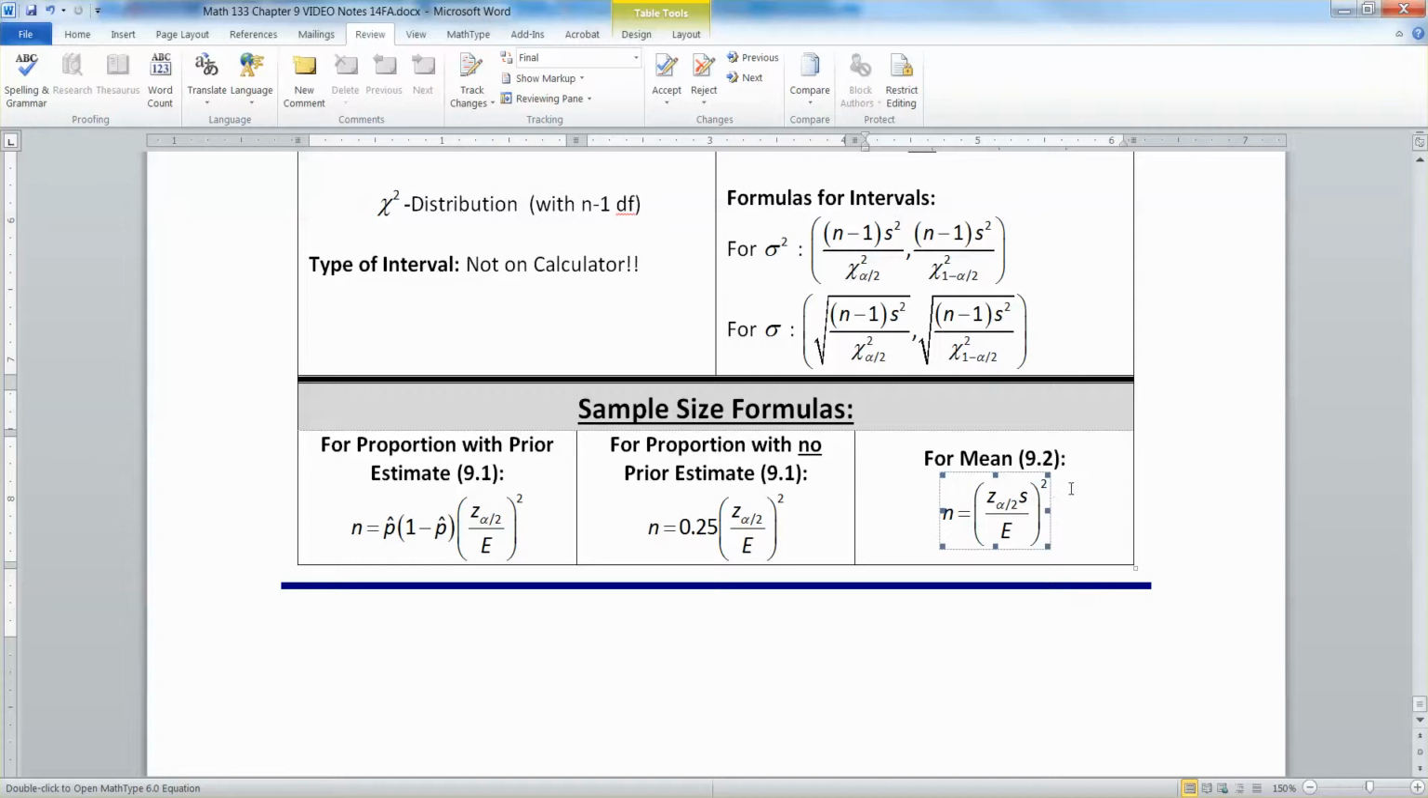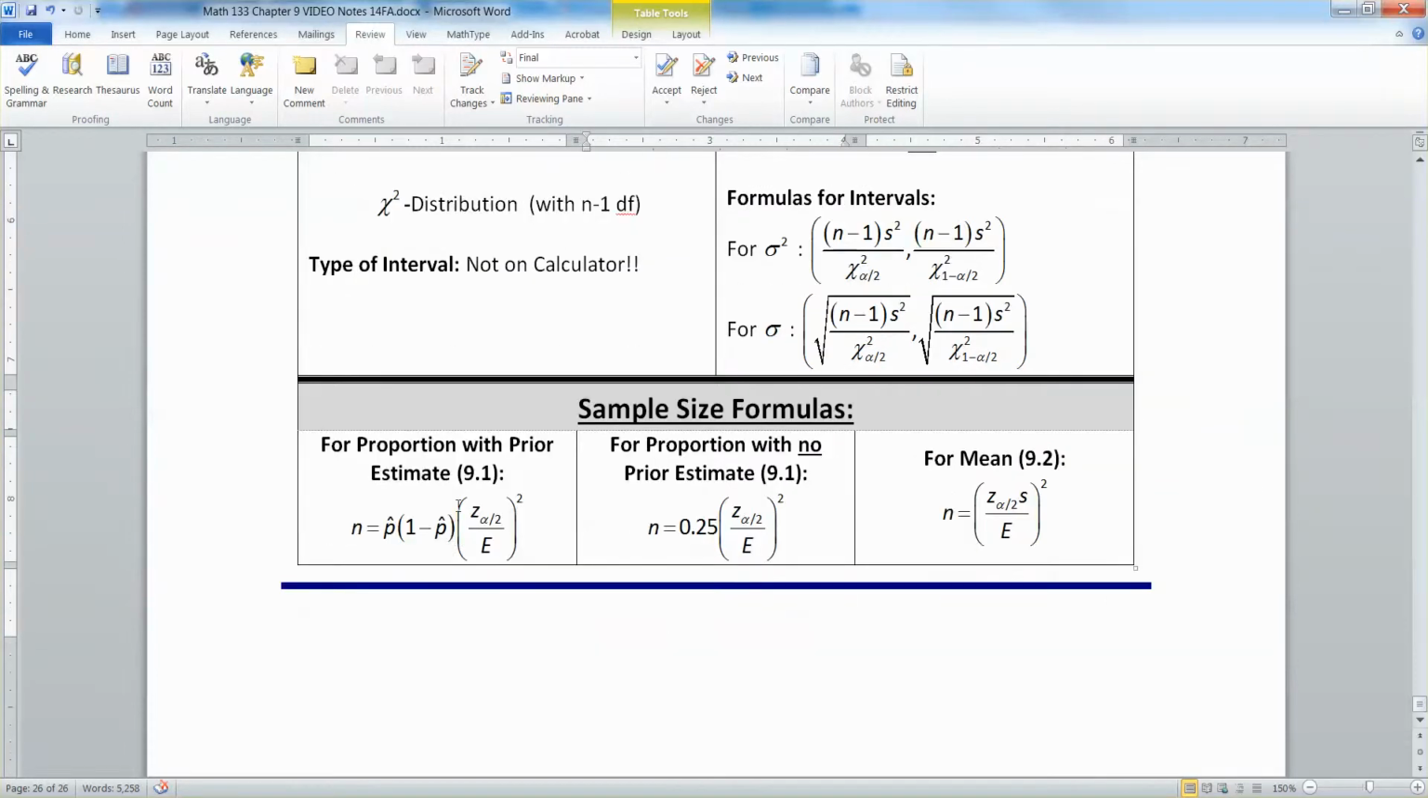And notice that all of these use z alpha over 2. They can't use t because t relies on degrees of freedom, and degrees of freedom, you'd have to know your sample size, and of course that's what you're looking for in all of these. So when you're asked for a sample size question, look for how many people, how many tires, how many jelly beans, how many whatever do I need to go get to sample, right? How big does my sample need to be? If it's asking about proportions, it's one of these two. With a prior estimate, without a prior estimate. And then if it's asking for the mean, for the average, then it's this formula.